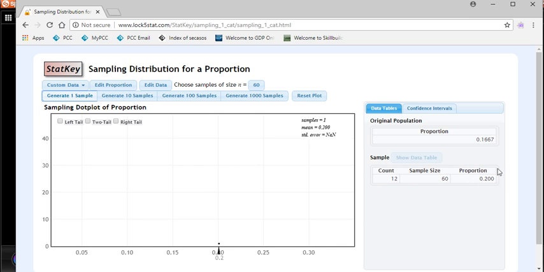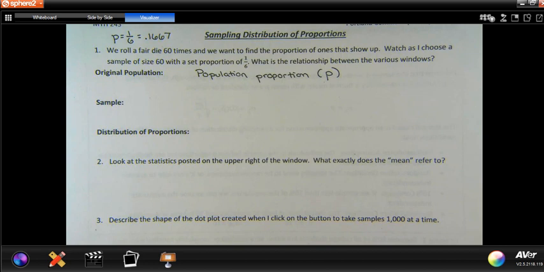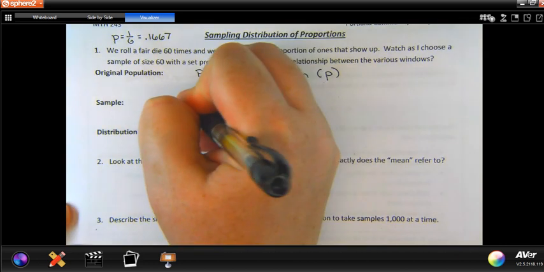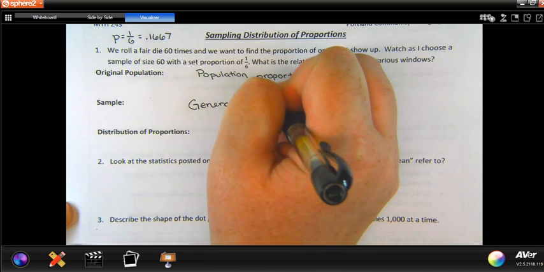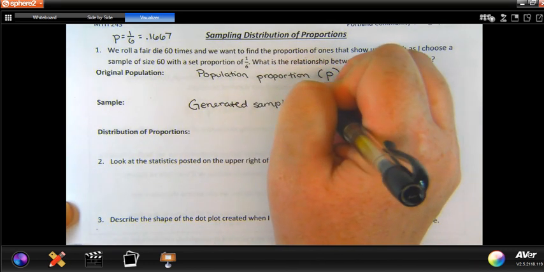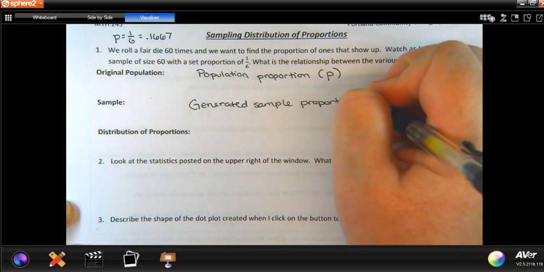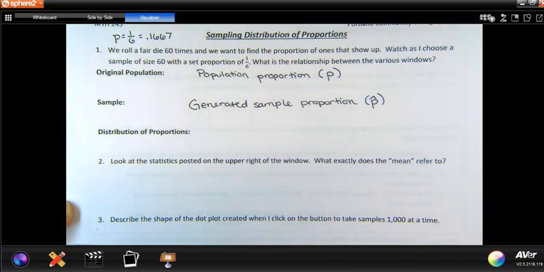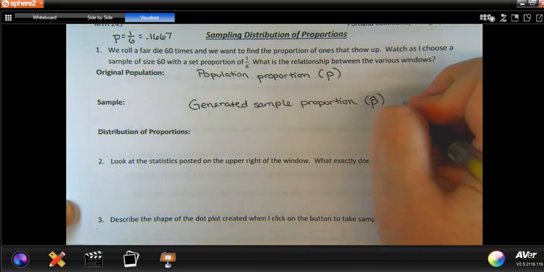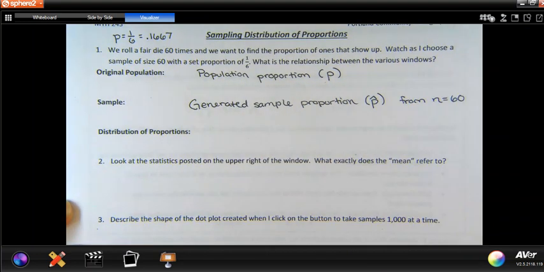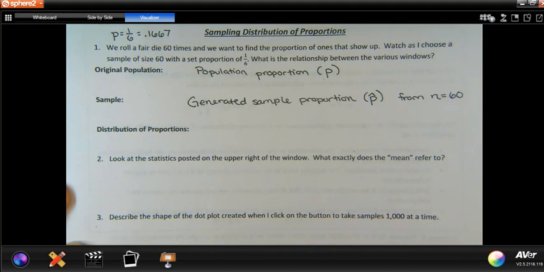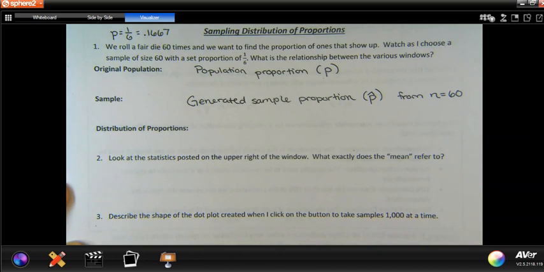And this right here is a sample proportion. That's what the second window is showing us. It's a generated sample proportion, and those sample proportions are our P hat. And then we do have a specific sample size here, from our sample size of 60. We'll talk about how sample size changes things: what happens when you take a small sample size versus a large sample size like this.